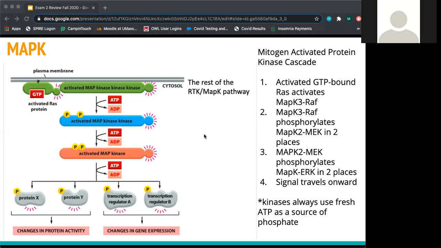One thing to note is that RAS does not activate MAP K3 through phosphorylation. You don't really know how MAP K3 is activated, but in this cascade, MAP K3 is going to activate MAP K2, and then MAP K2 is going to activate MAP K, and that is all through a series of phosphorylation events where they're going to phosphorylate each other in two different places, and each time they're going to use a fresh ATP. So they're not reusing ATP, it's a fresh source of ATP.